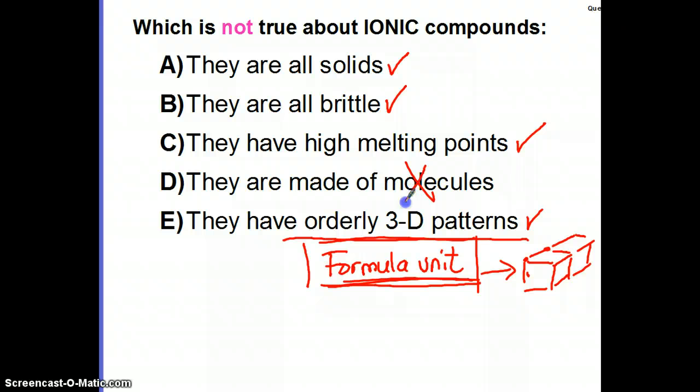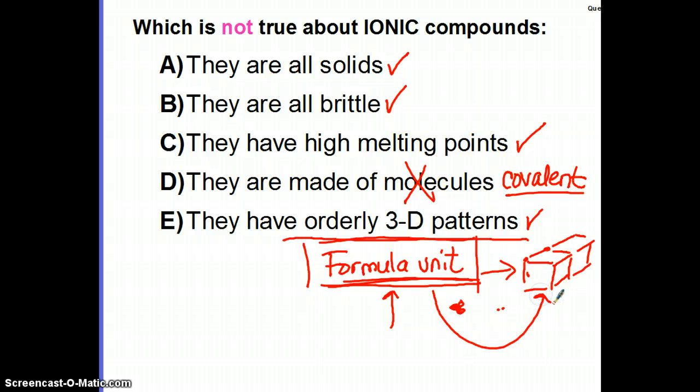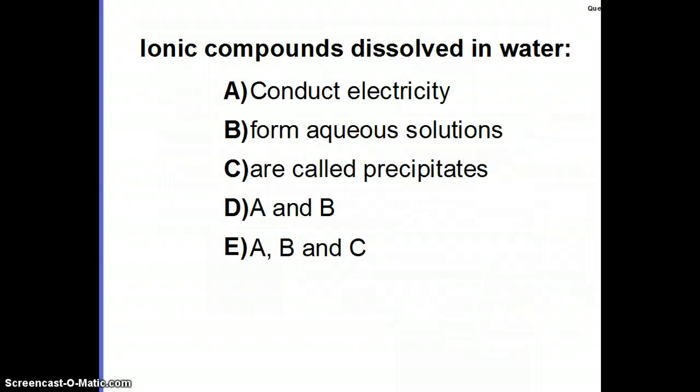They are not called molecules. Molecule, technically, refers to covalent compounds. Covalent compounds form molecules. Ionic compounds form formula units, because you don't see an ionic compound as a gas floating around like you do molecules. You always see it at room temperature as a crystal, and you would just figure out what the lowest ratio is in that crystal. Ionic compounds dissolved in water conduct electricity.